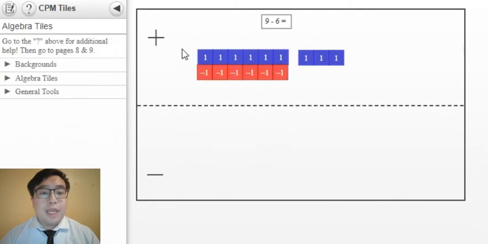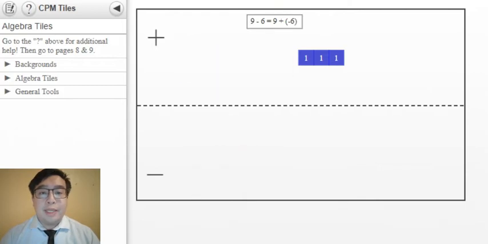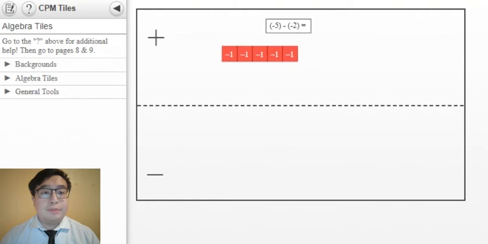Notice how when I have a red and a blue tile, I have 2 opposite sides. These are going to cancel out and leave me with 0. So another way of thinking about this would be, if I have those 9 tiles and I add in 6 negatives, these 6 positives and these 6 negatives are going to cancel out. I'm still going to be left with my answer of 3. So an equivalent expression would be 9 plus negative 6. Alright, let's go over our next example.